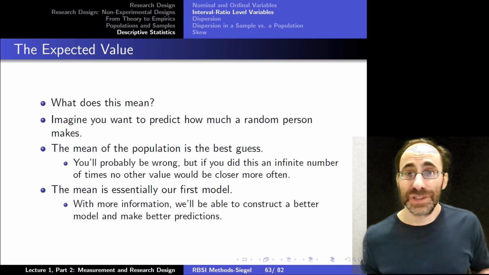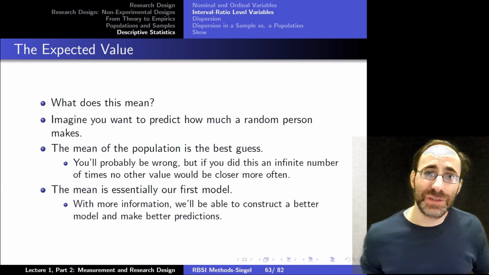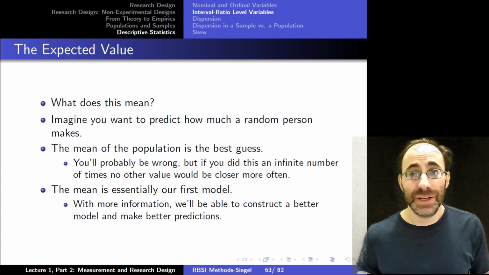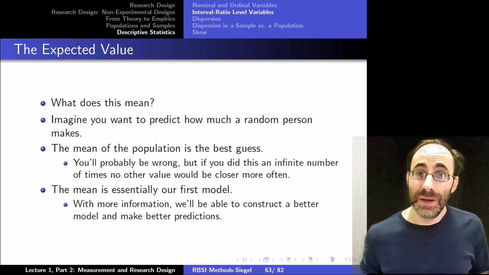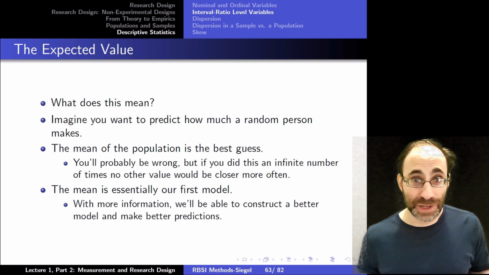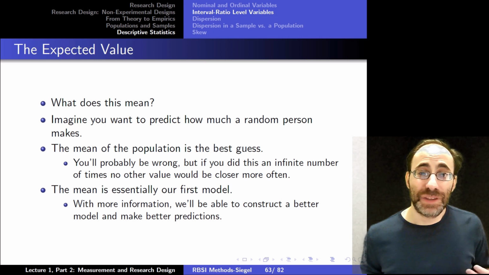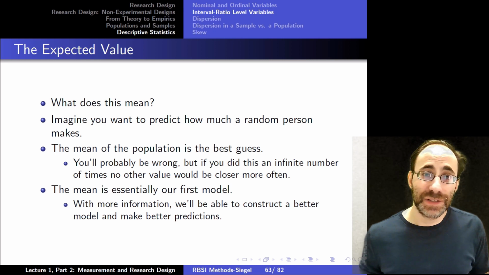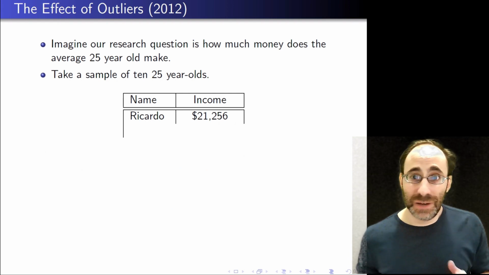In a sense, the mean is our first pass model, right? With more information about how individuals vary in their incomes and what affects their variations, you can do better than the mean. But if all you have is no other information about how people form incomes or obtain incomes, the mean is a good first guess. Because it's the expected value of this variable, x, in the population, or in this case in the sample. Okay. That said, the mean has some issues.